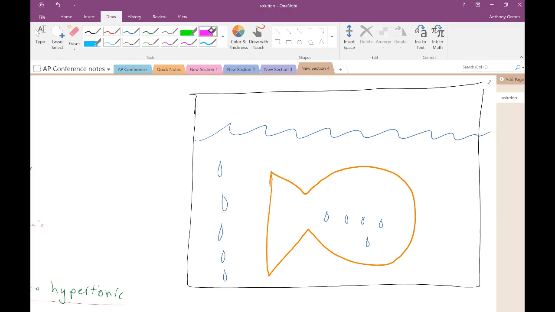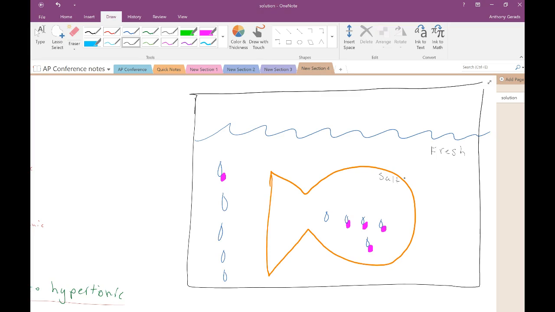Solute-wise, one of them is bound on the outside. On the inside, I've got 2, 3, 4 that are bound. So we said this right here is fresh. This right here is salt. The inside of this fish has 4 solute molecules for every 5 water molecules. The fresh water has 1 solute molecule for every 5 water molecules.